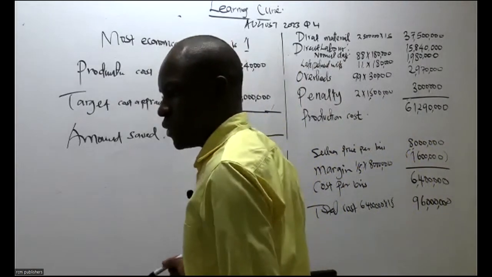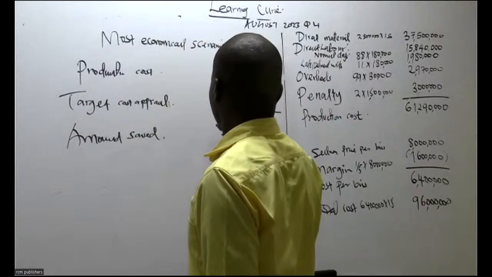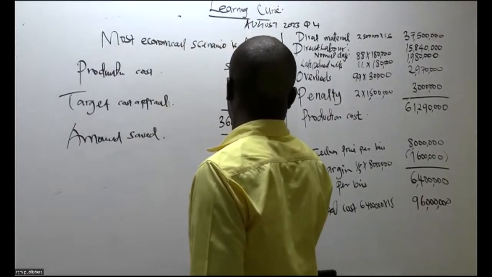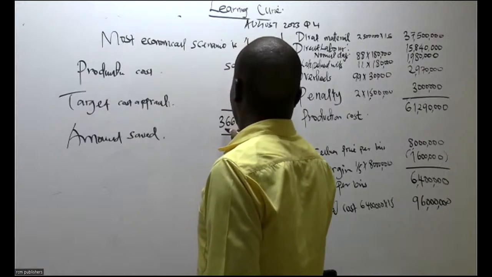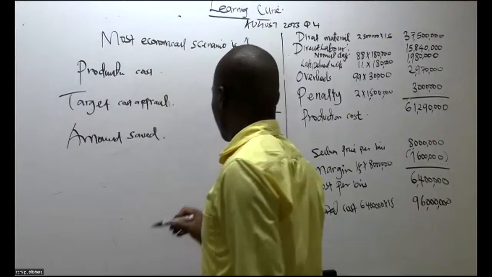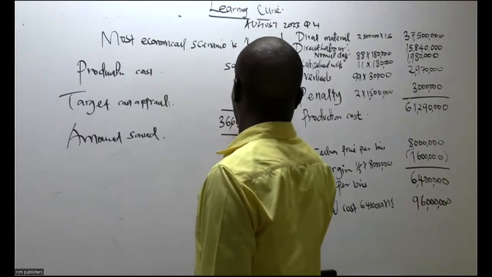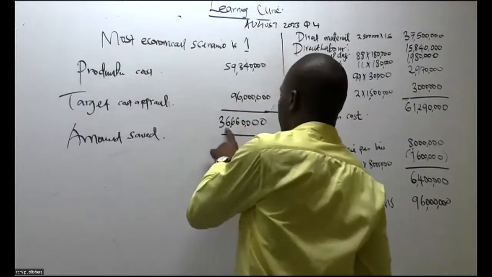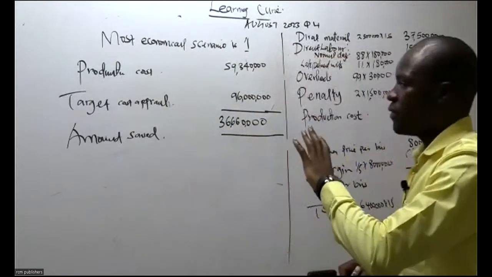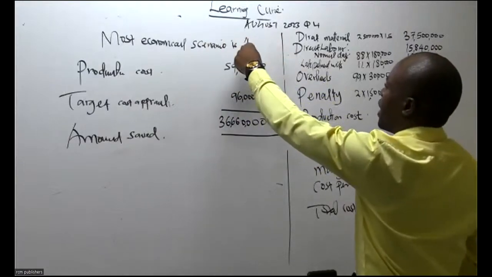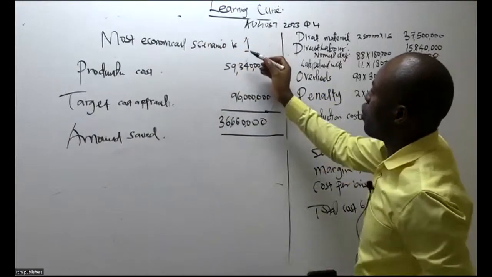36,366. Is it 36 million? So that is what they are going to save. That's the amount saved if they are supposed to use the scenario 1, which is the most economical.